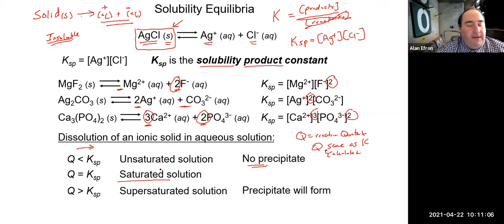At that point, we kind of tip over to the other side and we get Q is greater than the Ksp. Again, if you just go opposite of where that's pointing, that takes us to the right-hand side of the reaction. Right-hand side of the reaction is always a solid. So when Q is greater than the Ksp, we create what is known as a supersaturated solution.